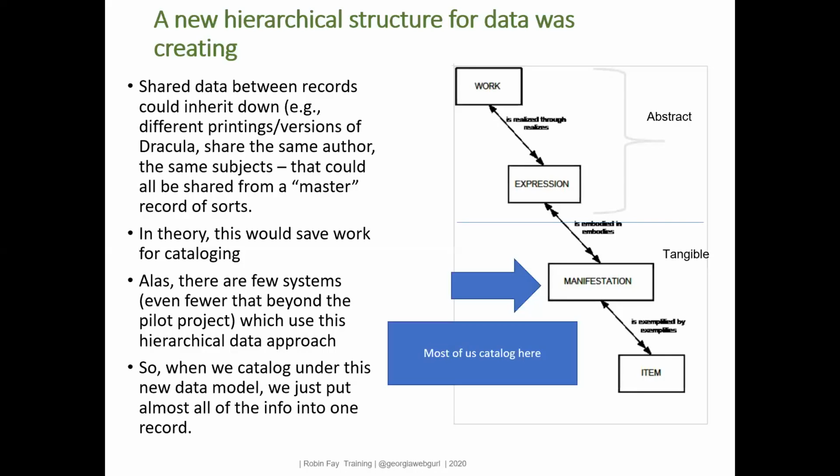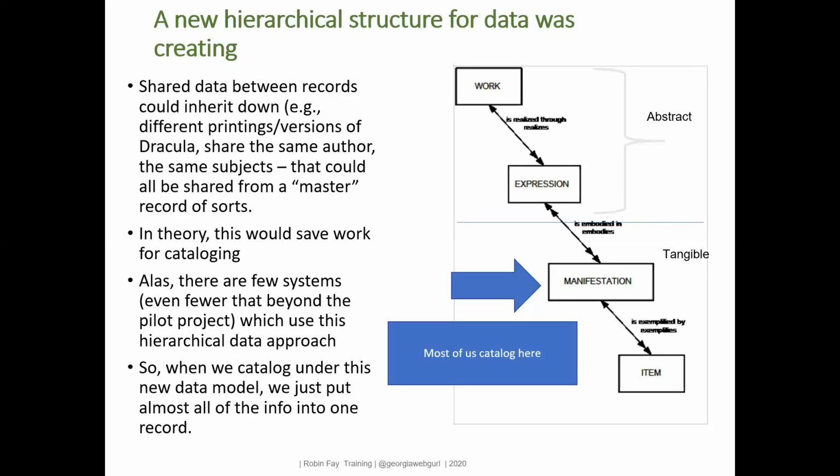Like I said, we don't have the ability to do this kind of record in most of our systems. We can't do the work and expression part of it. So because of that, we just put everything into that bibliographic record. Now, if you have an item record or a barcode record, you have this level underneath. So we catalog at this manifestation level, which is the tangible thing. This is the thing that comes across your desk, and we do barcode it. So that piece of it we have in most of our catalogs.